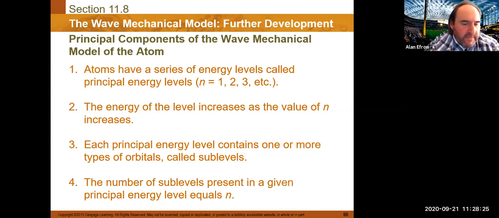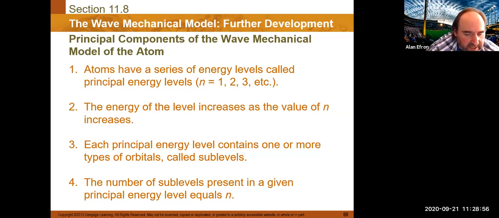So atoms have a series of energy levels, which is the principal quantum number, that n. The energy levels increase in value as you go up. So n equals 1 is still the ground state, or the lowest energy. N equals 2 and above are excited states. As you go up in terms of that n number, you're getting further away from the nucleus, higher in energy. Each energy level contains 1 or more types of orbitals, and sometimes they're called sublevels or subshells.